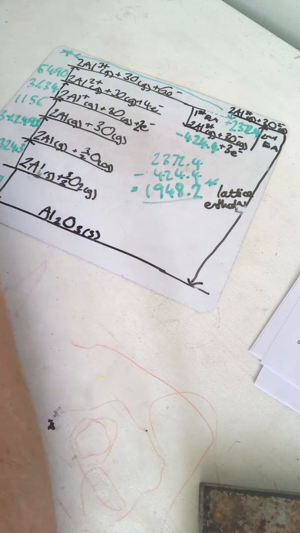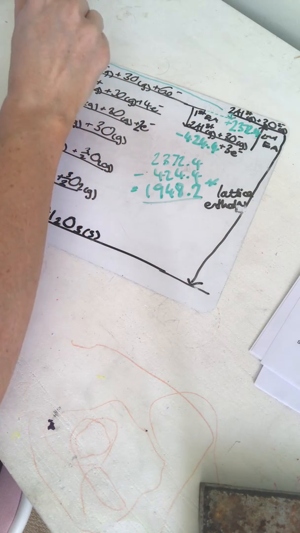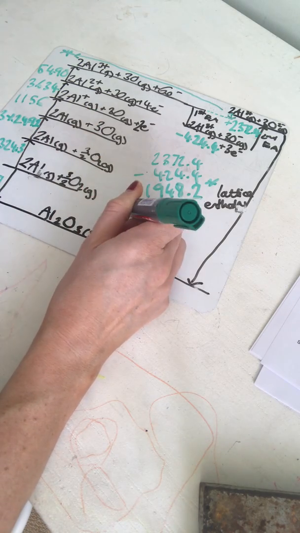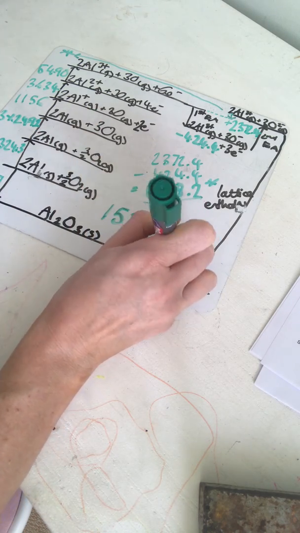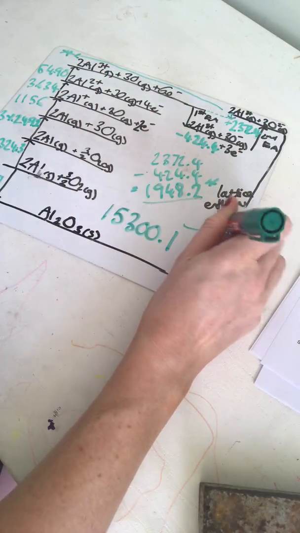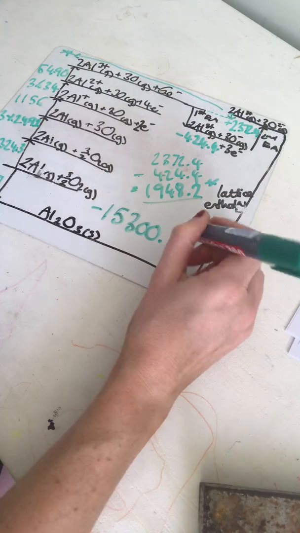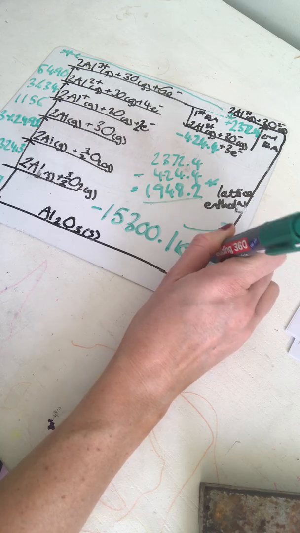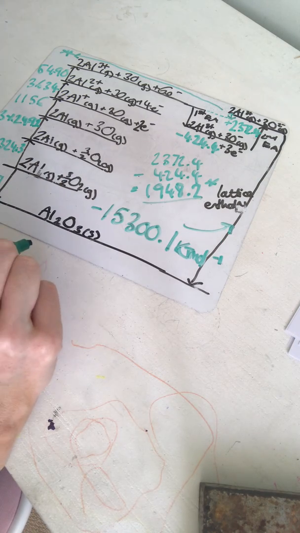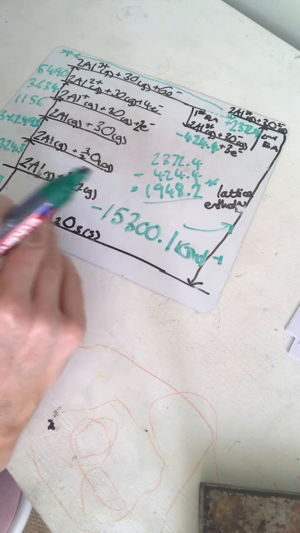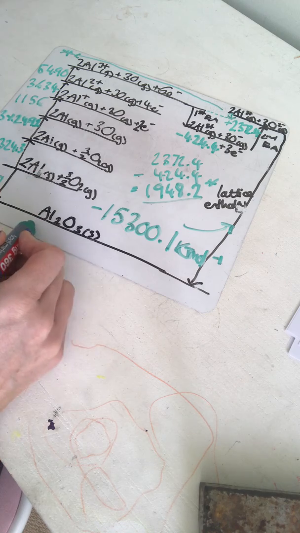So that is going to get added to all of those. Once you do that, that should give you a value of that, and because that side is equal to that side, that is going to be your lattice enthalpy. But remember to check the sign. That is an exothermic process, and so we're going to put a minus there, and the unit is kilojoules per mole. So that's constructing a Born-Haber cycle for an ionic compound where you have multiple ions with multiple charges, for example, aluminium oxide.